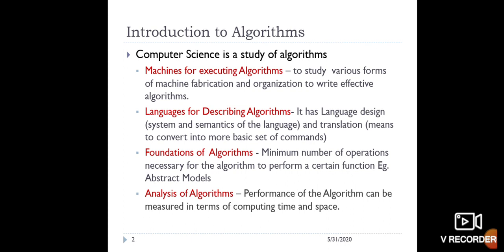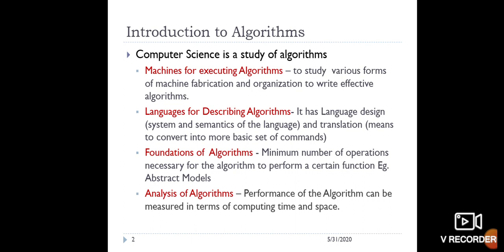And then the next one is the foundation of algorithms. Foundation of algorithms indicates that you're going to formulate the minimum number of operations necessary for the algorithm to perform a certain function. Yet it should be minimum. The number of operations you're going to carry out in the algorithm should be minimum. That is the foundation of the algorithms. How you're going to follow this, for example, you will be using abstract models.